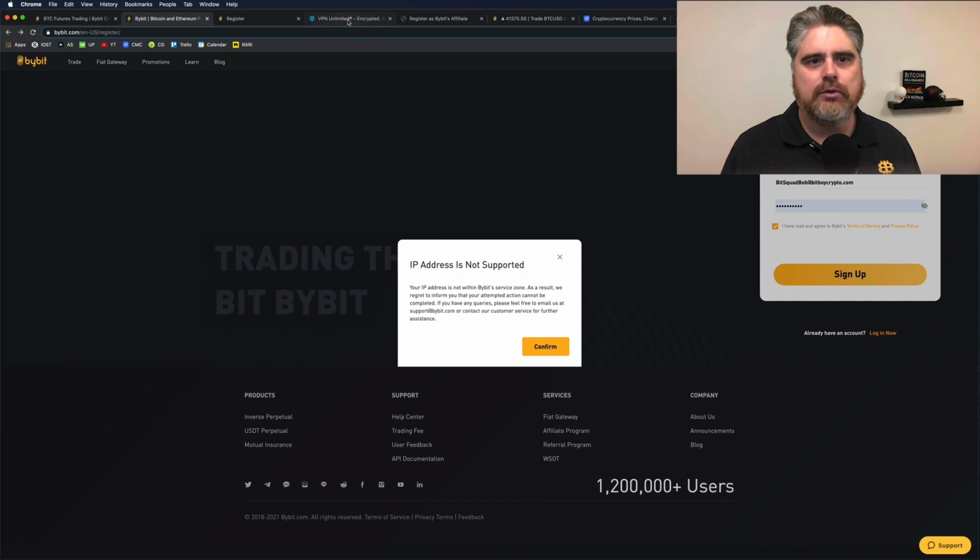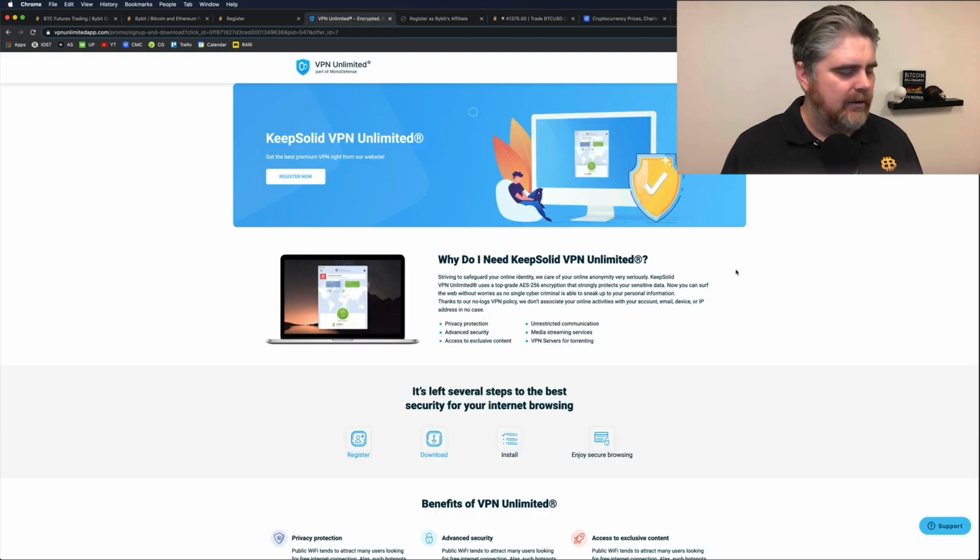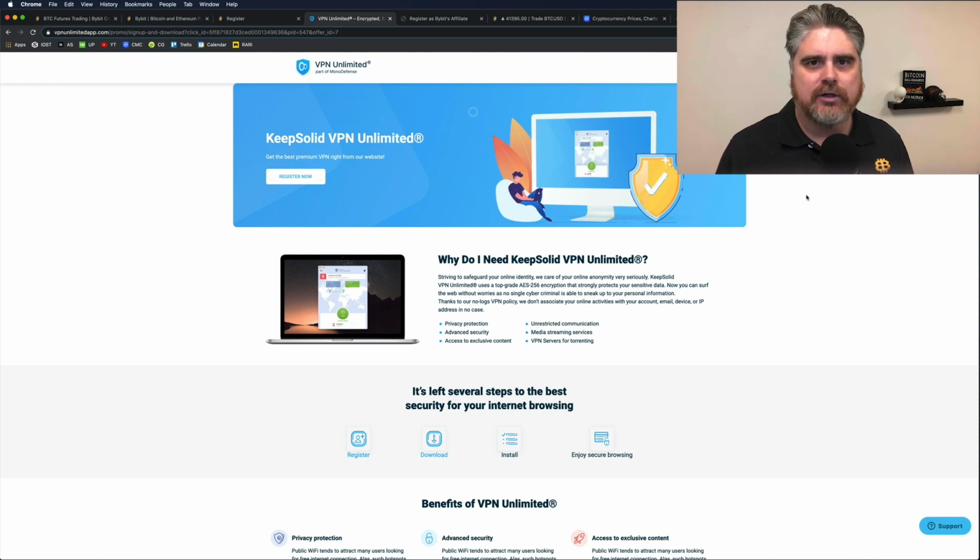I actually use VPN Unlimited. I've used this on my phone forever. One of the reasons why I like VPN Unlimited over other virtual private network providers is the transition between my app for the phone and then for my desktop is seamless. So I really like that. You can put it on multiple devices at one time and things like that. So what is this doing? Well, it's making your IP address from a country or a territory that is in ByBit's service zone.